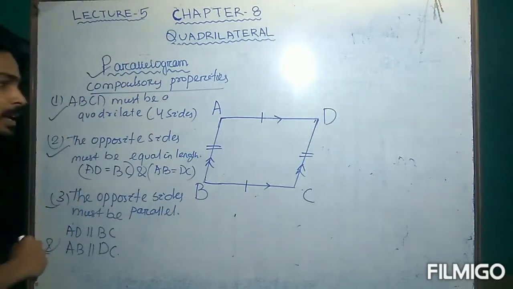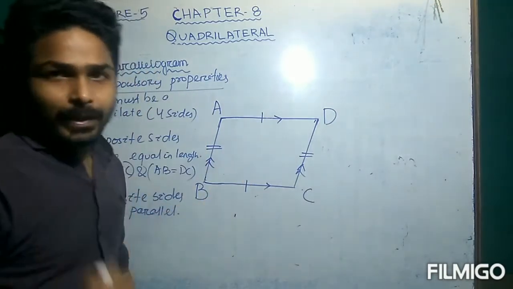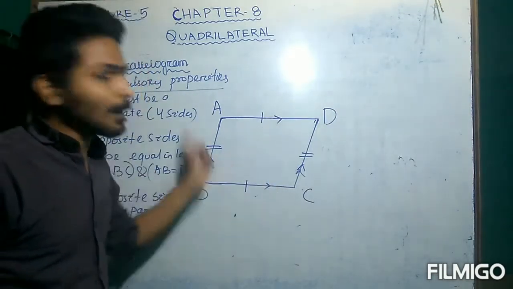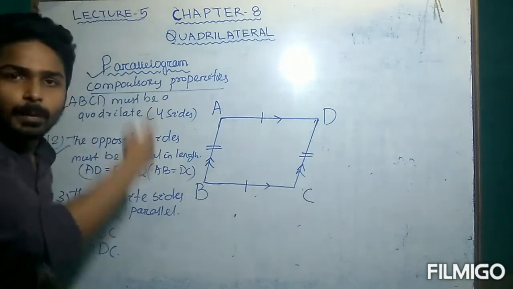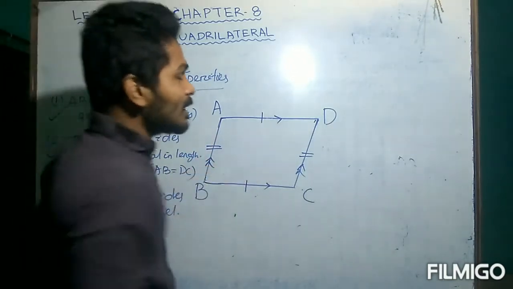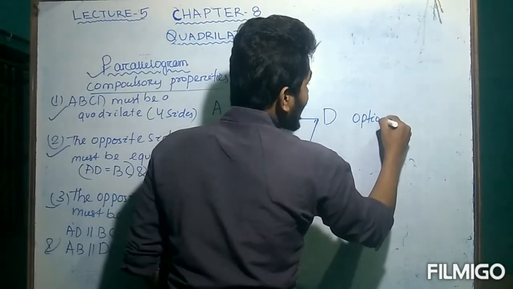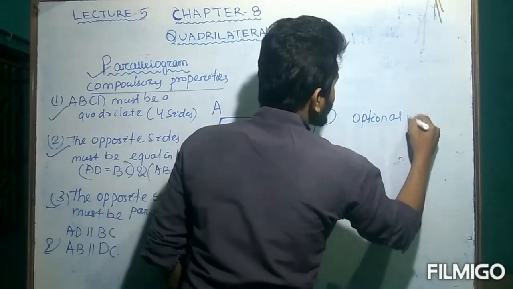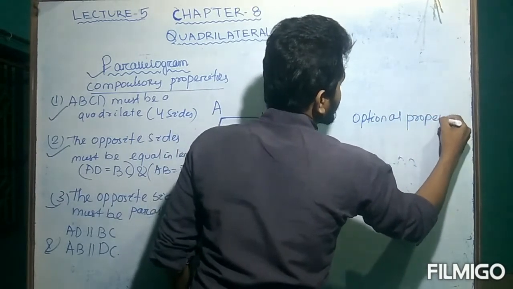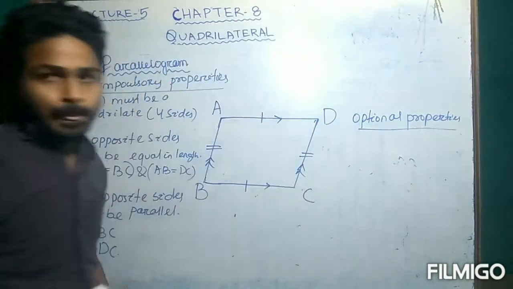Okay. Now we will discuss some other optional properties, extra properties, of this parallelogram. But these three are the compulsory properties. These three properties must be satisfied. Next, coming to the optional properties, that means extra properties. So what are the optional properties of a parallelogram? Let's understand.